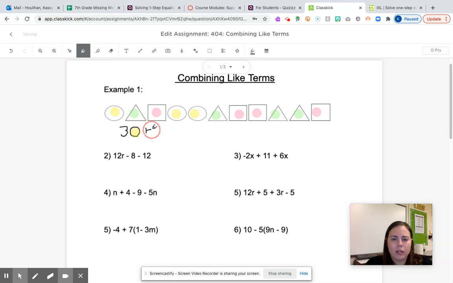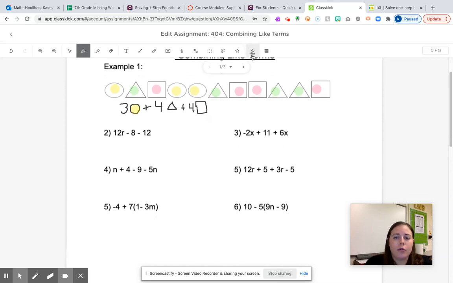Plus, how many triangles? Well, I had 4 triangles. Plus, how many squares? And I had 4 squares. Okay, that is your answer. I put all of the same things together, so I put all of the circles, all of the triangles, and all of the squares together.